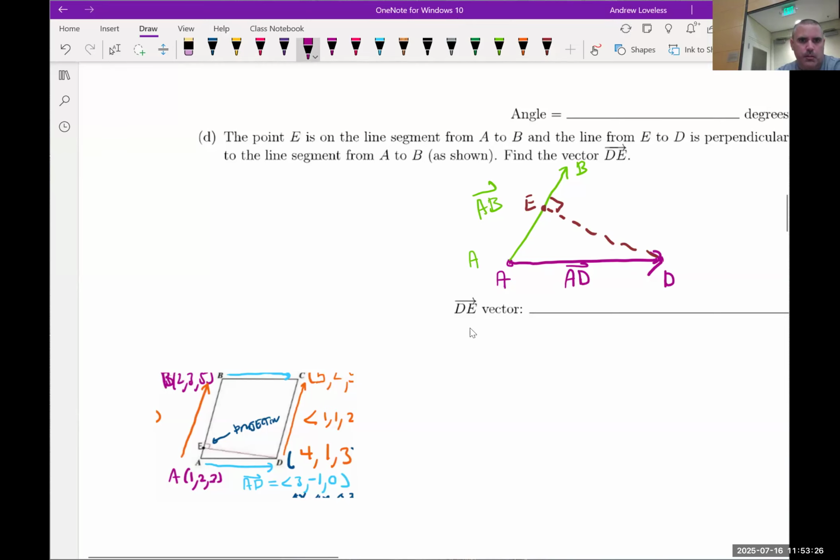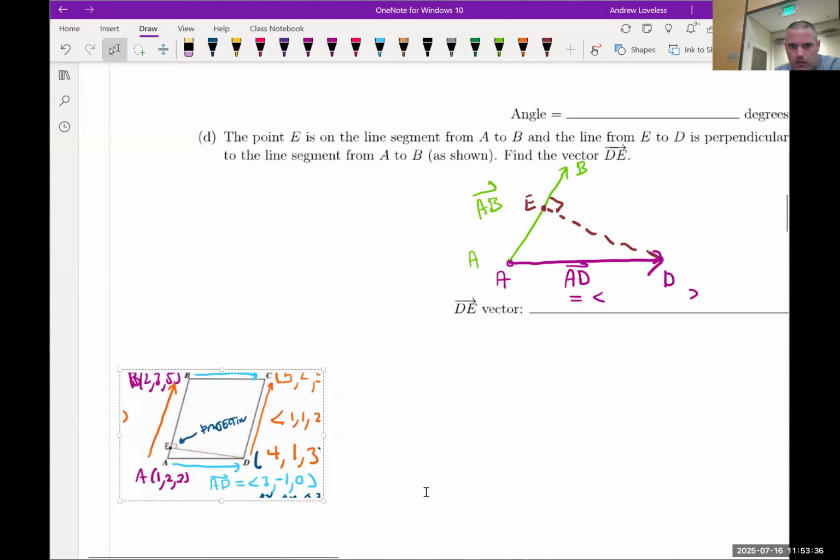So let me give us some of our data. AD, we know, is 3, -1, 0. And AB is 1, 1, 2. Was that what it was? Yes.